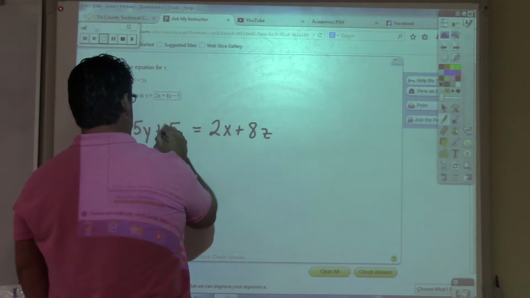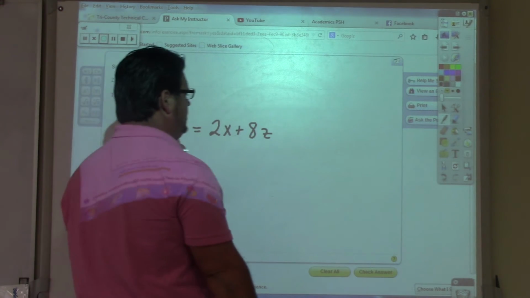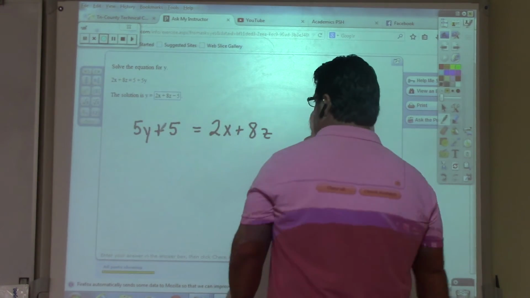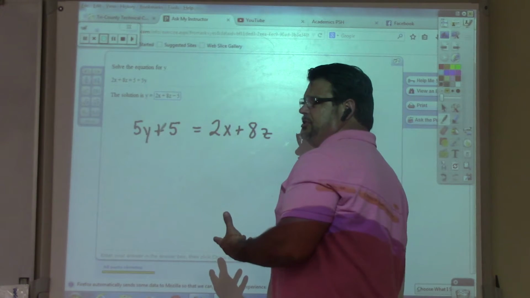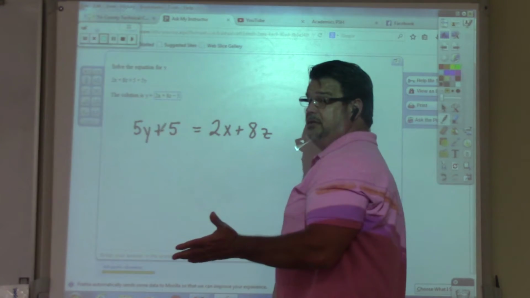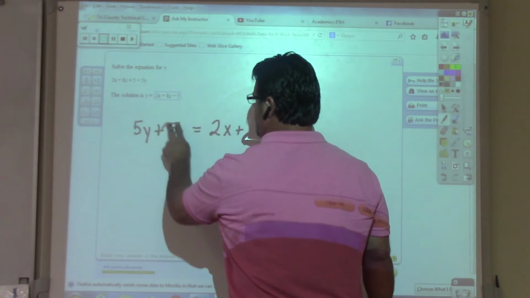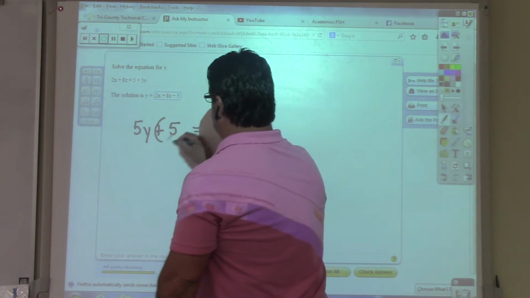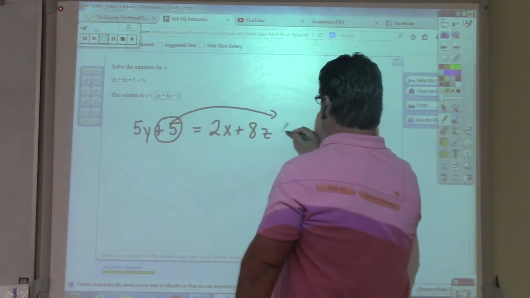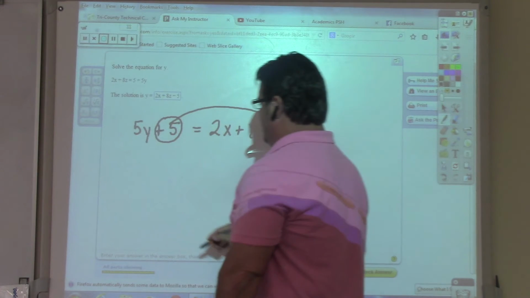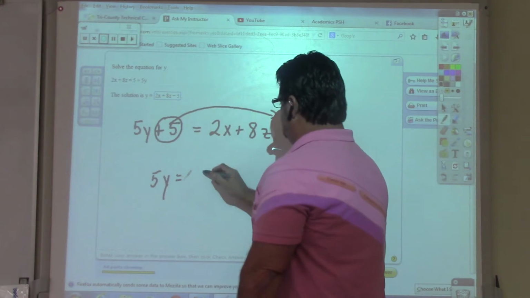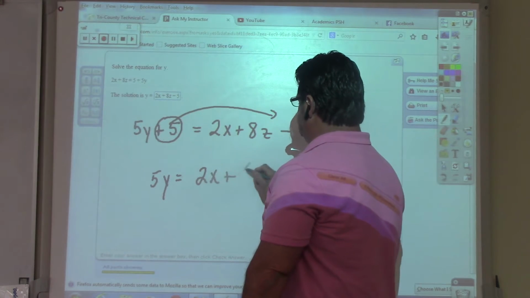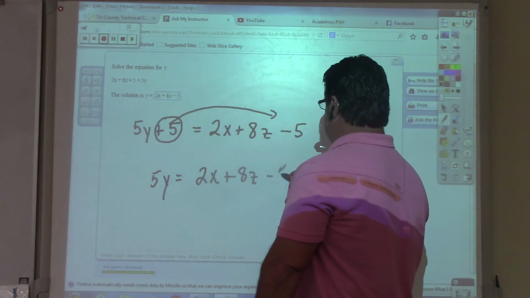plus 5. Now, a lot of people say, well, Hubert, I thought you said you read from right to left. We do read from left to right. So which side is the y going to be on when you finish? Left. Okay. So what do we do with this positive 5? Take it across the river, and it becomes minus 5. So now we've got 5y is equal to 2x plus 8z minus 5.